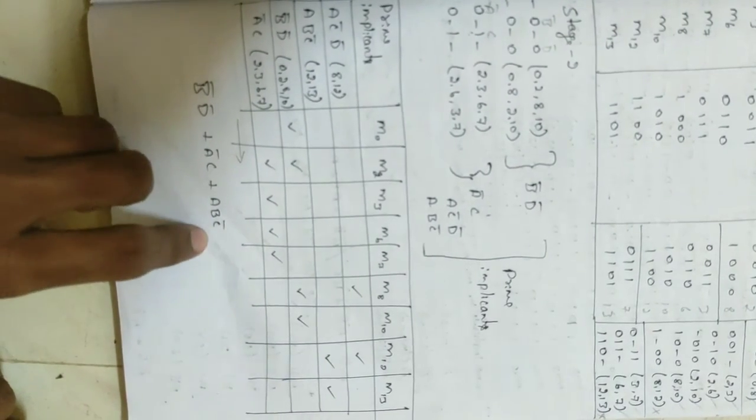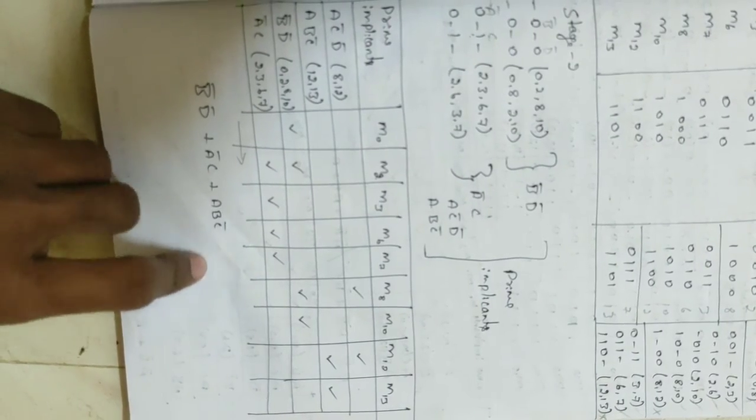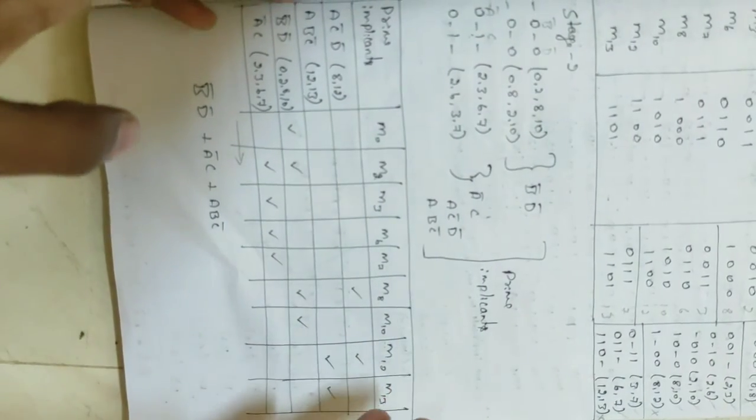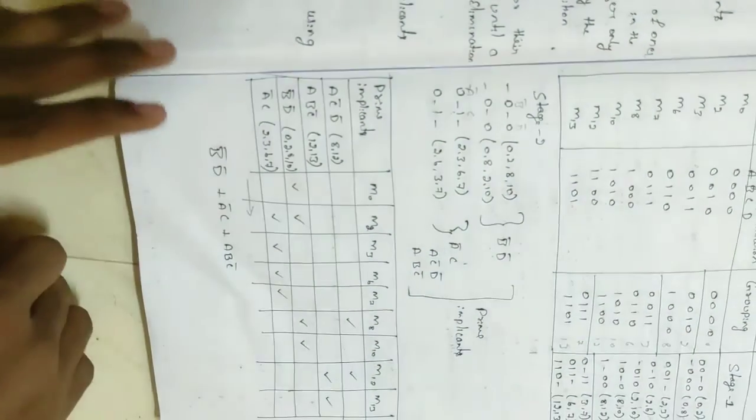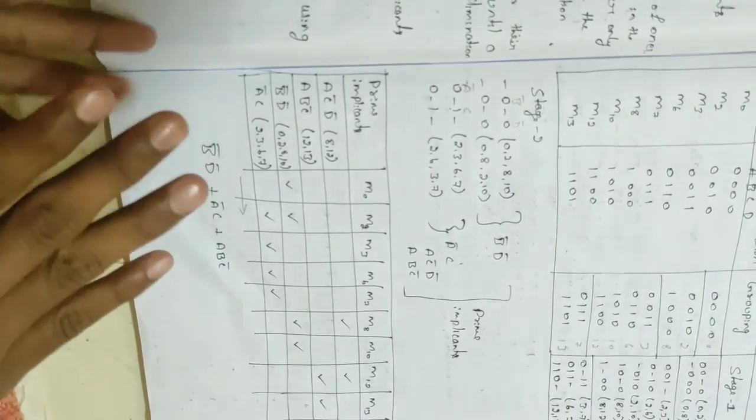This is how to solve the expression using the Quine-McCluskey method. If we use the K-map for this one, it gets complicated, so we are using the Quine-McCluskey method. And if you use the K-map also, you will get the same answer.